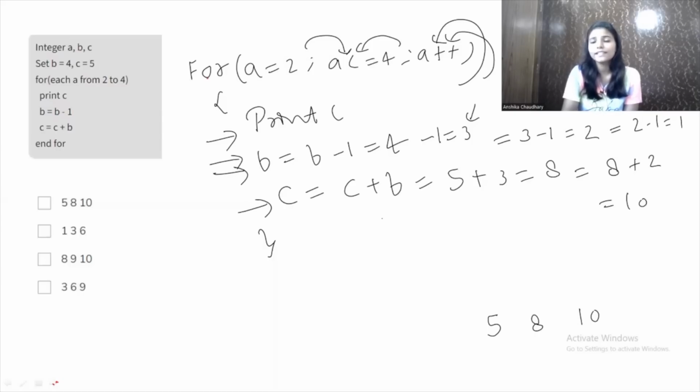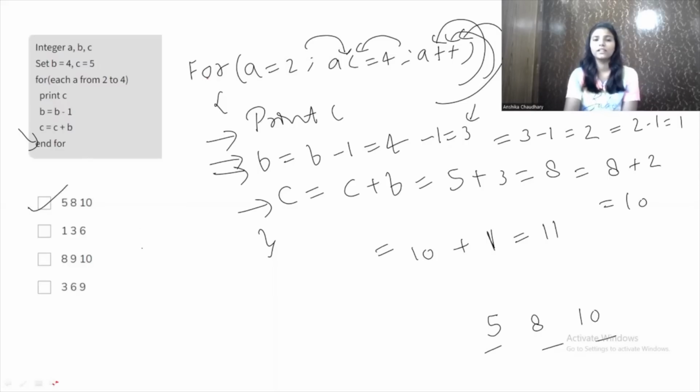Now here C assign C plus B. So the last updated value of C was 10 plus B. So what is the last updated value of B? B is 1. So C is now 11. Now the control will again come into the for loop and it will increment A. So A value is now 5, and 5 is less than or equal to 4. So the condition is false now and we will jump out of the for loop, and the program ends here. So the output here is 5, 8, 10. So this will be the correct answer over here. I hope it makes sense and it is clear to you. Let's move on to the next question now.